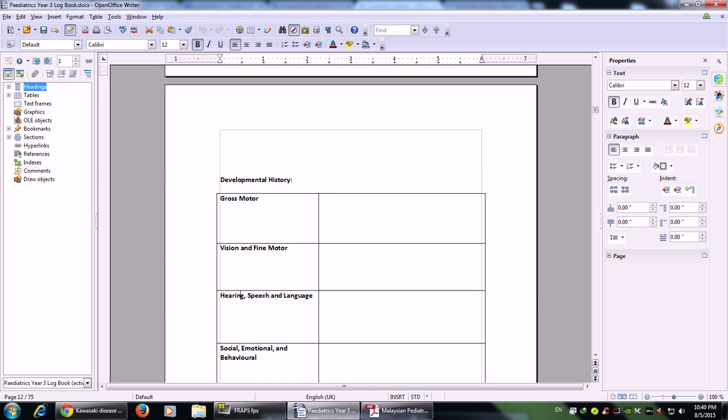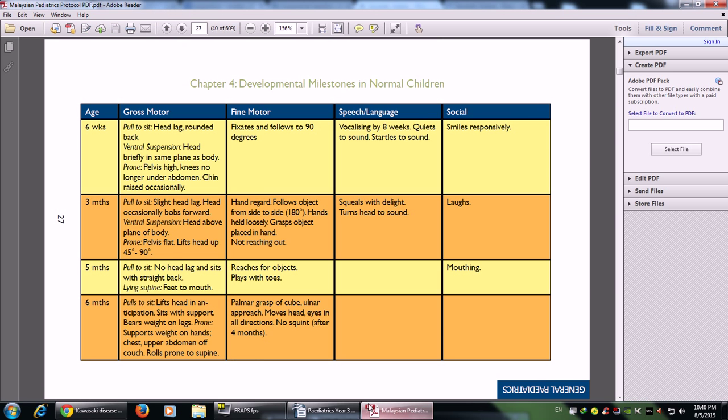Next, we ask about the developmental history. So usually the 5 domains we ask about are gross motor, vision and fine motor, hearing, speech and language, and social, emotional and behavior. If you want to understand more about this developmental history, I will bring you further into that.